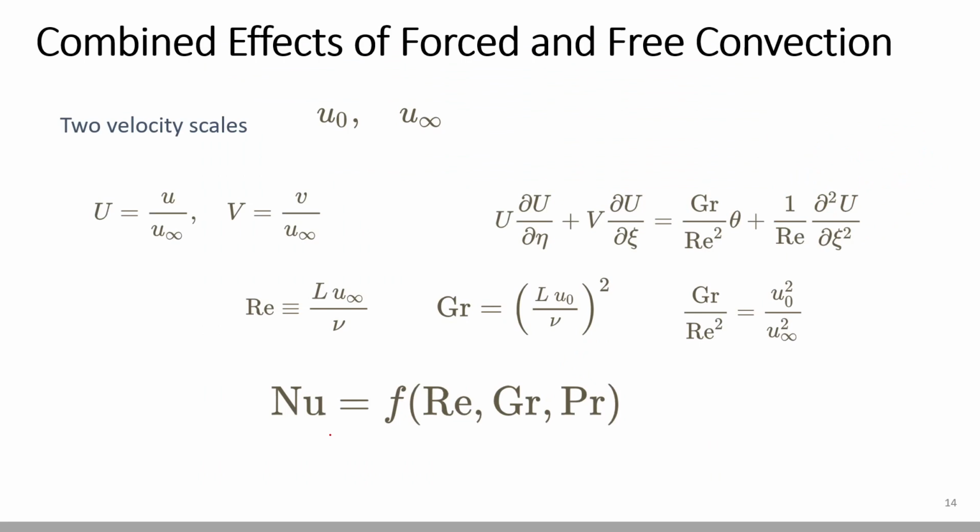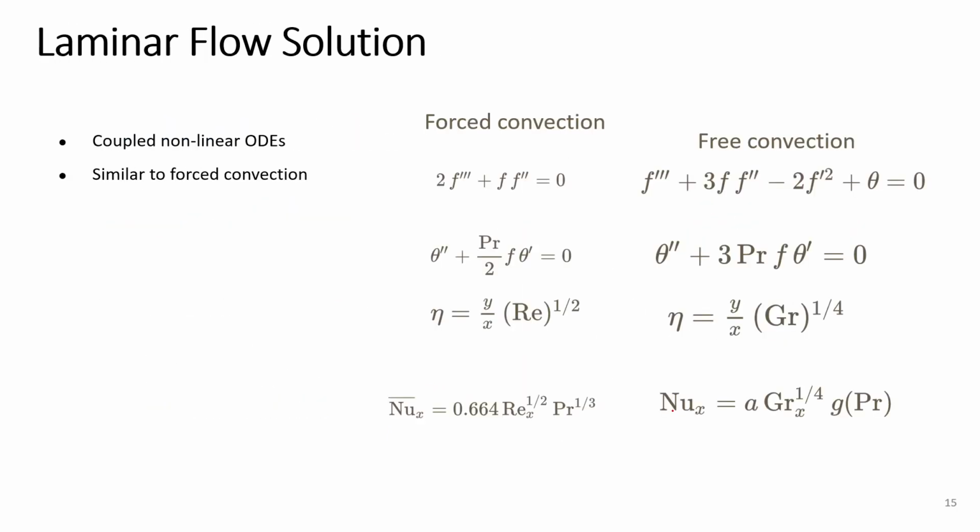So eventually we can write that the Nusselt number is a function of the Reynolds number, Grashof number, and Prandtl number. Then, depending on the type of flow, laminar or turbulent, we can derive different kinds of correlations. For example, in the case of forced convection, we derived correlations of Nusselt number, Reynolds number, and Prandtl number. Similarly, in free convection, the Nusselt number will be proportional to the Grashof number raised to 1/4 and some function of the Prandtl number.